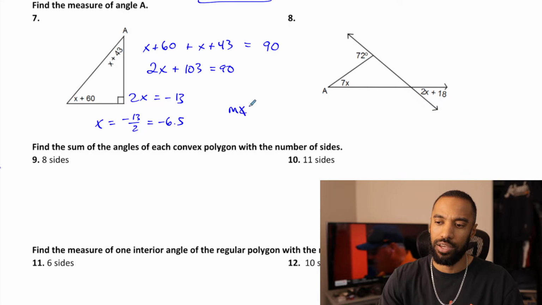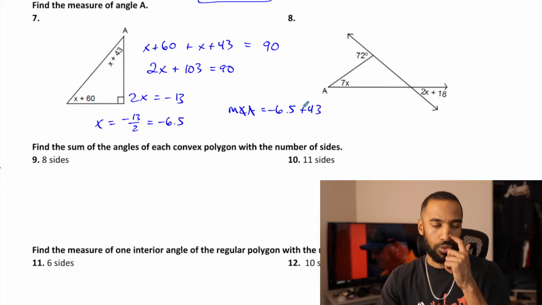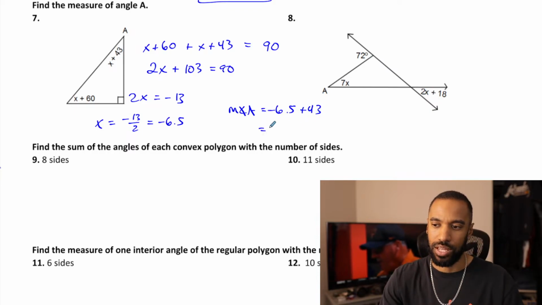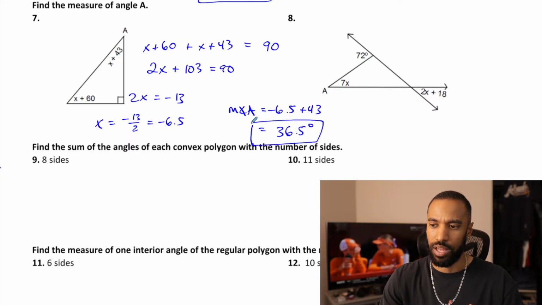The measure of angle A is going to be negative 6.5 plus 43. 43 minus 6.5, right? So that's going to be, I think, 36.5 degrees. 36.5 degrees there. You got to put the degrees for that one for sure.